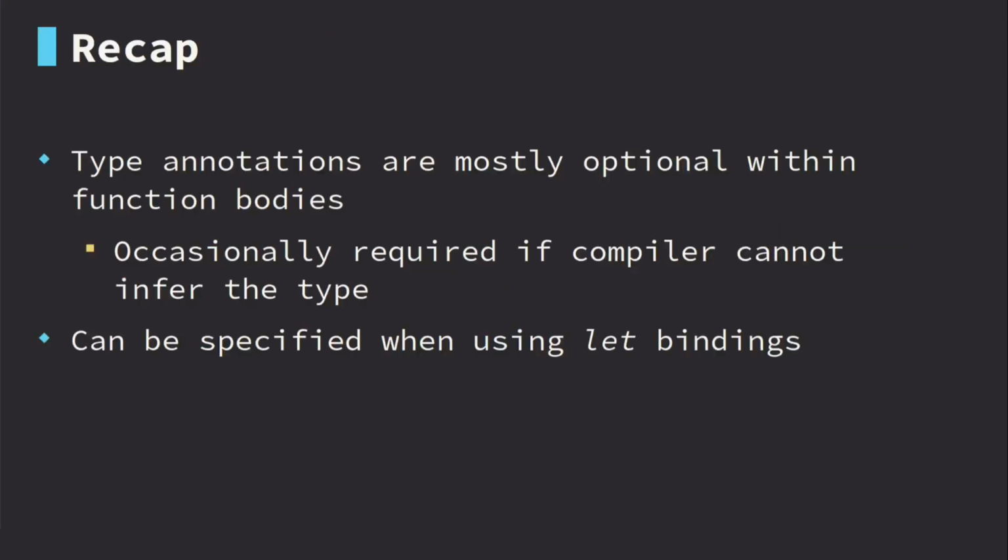To recap, type annotations are mostly optional within function bodies. Occasionally, they are required if the compiler cannot infer the type. When this happens, the compiler will inform you that it was unable to infer the type, and you'll have to manually specify using type annotations. You can also optionally specify type annotations when using let bindings. However, it's usually easier to just let the compiler figure it out.